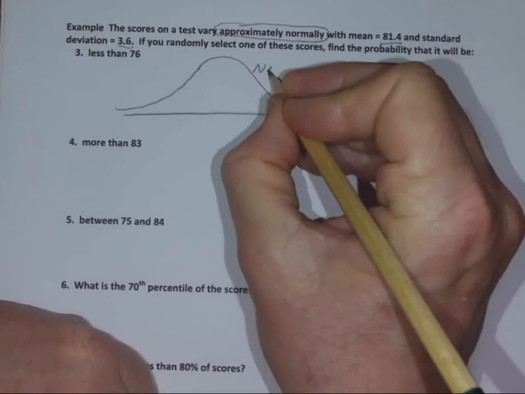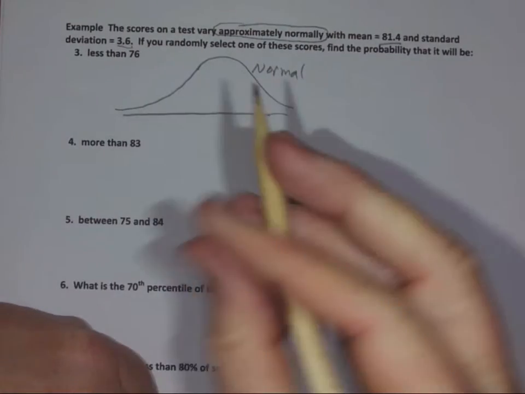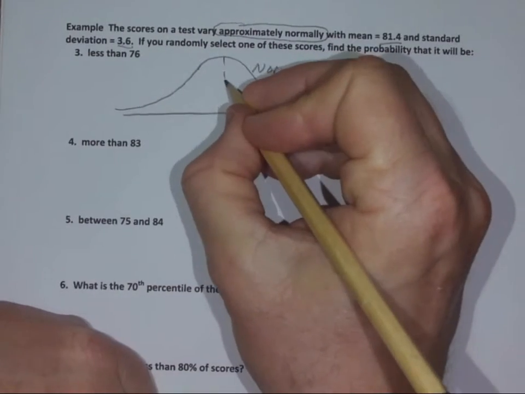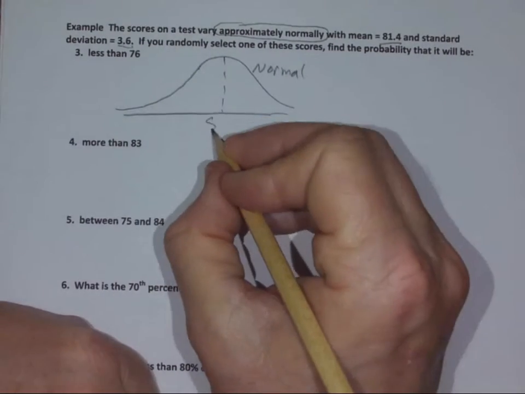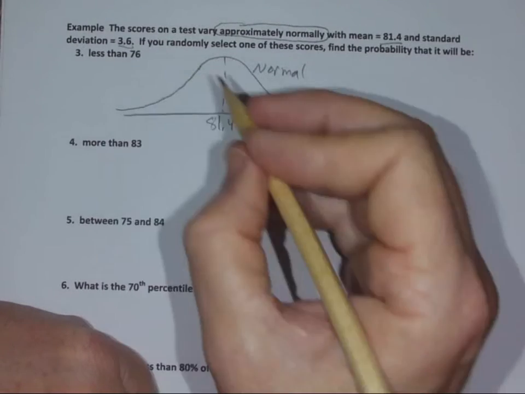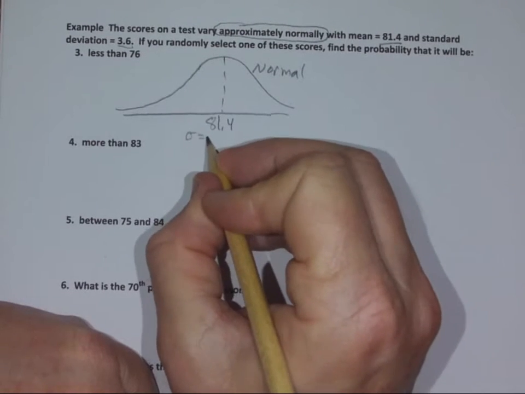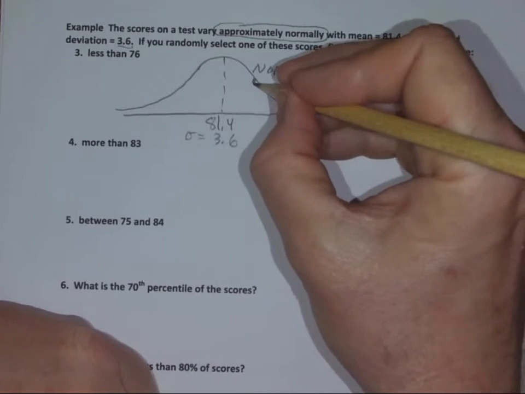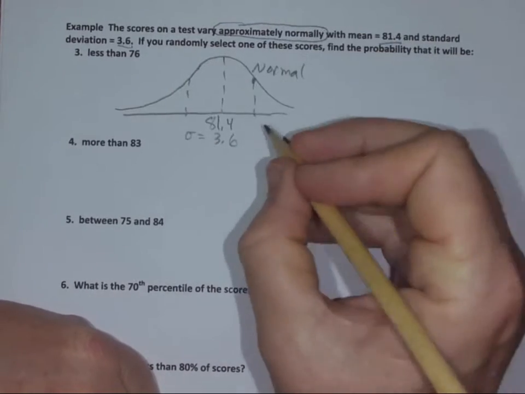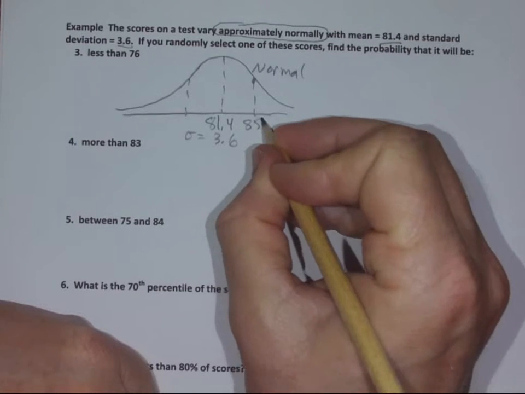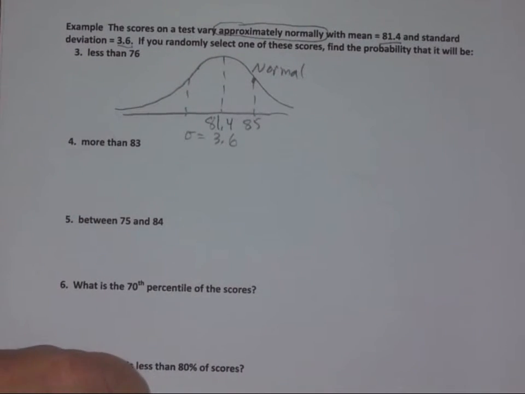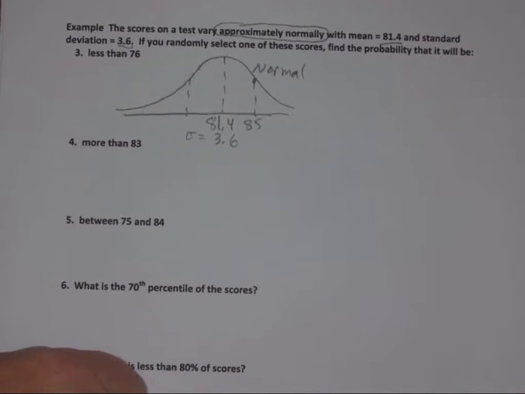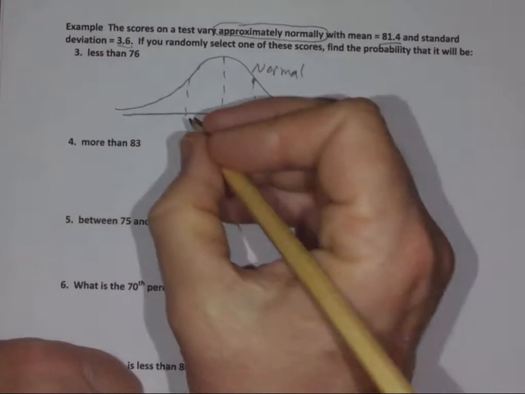Anytime you draw a curve, always label it as normal. We're going to have some other curves that sort of look similar to this, so make sure you always label what your curve is. Then always label the mean, so this would be 81.4. And then one standard deviation, sigma is equal to 3.6. If I go up one standard deviation, that would be 85, I believe, and down one standard deviation, 81.4 minus 3.6, is equal to 77.8.